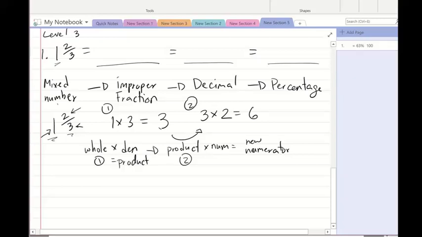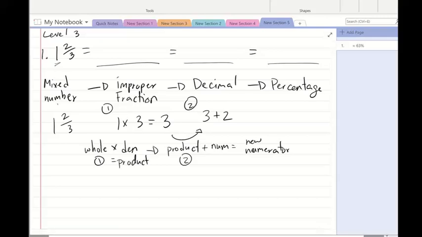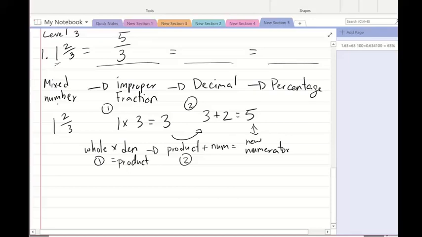Where did I? Product plus, excuse me. Product plus numerator, right? So you might have caught this earlier. What you're supposed to do is product plus numerator, right? So product plus numerator would give us a 5, and that would be our new numerator. So we would get 5 over 3, right?